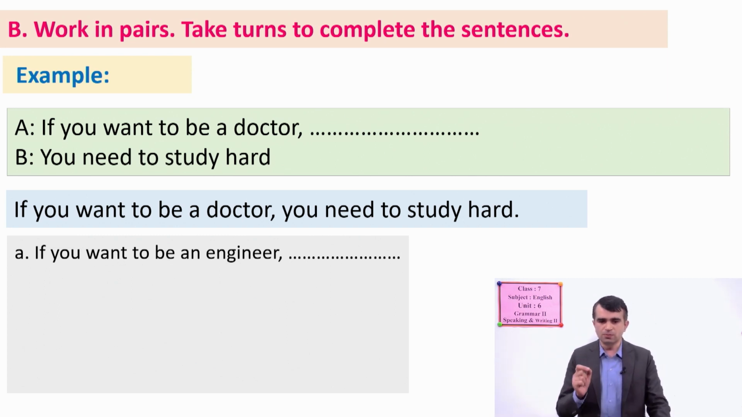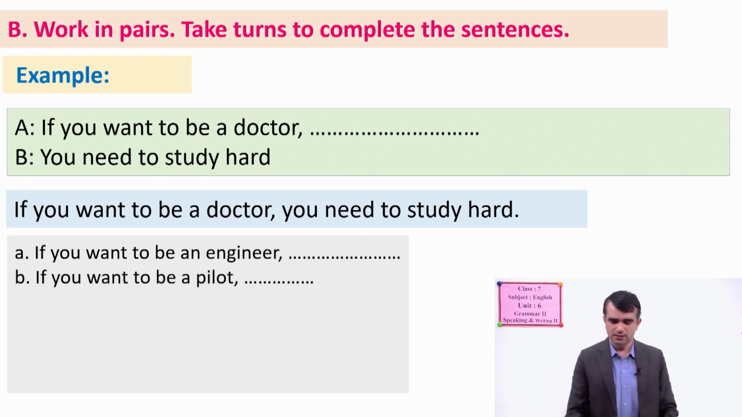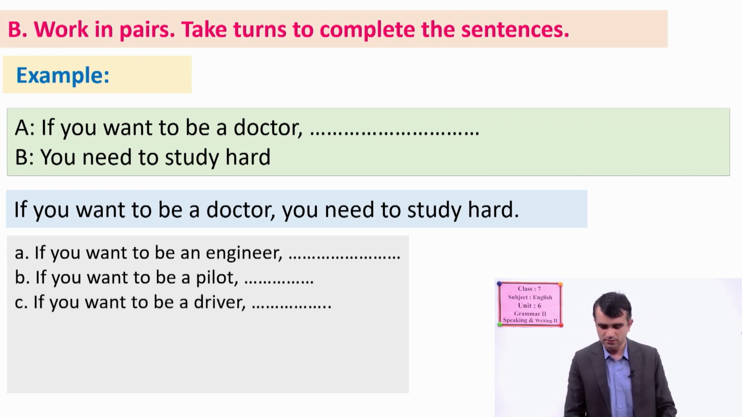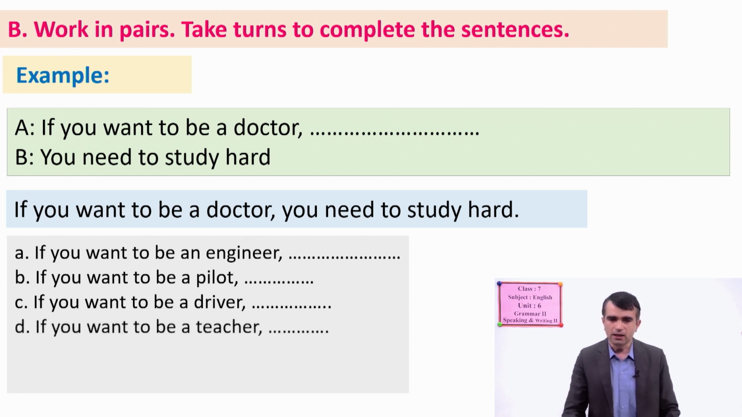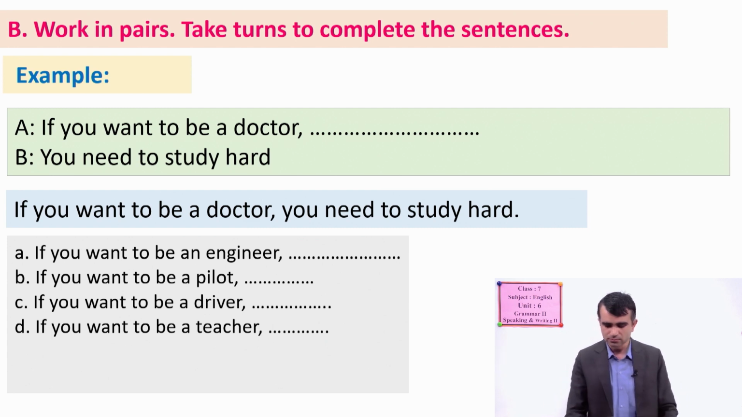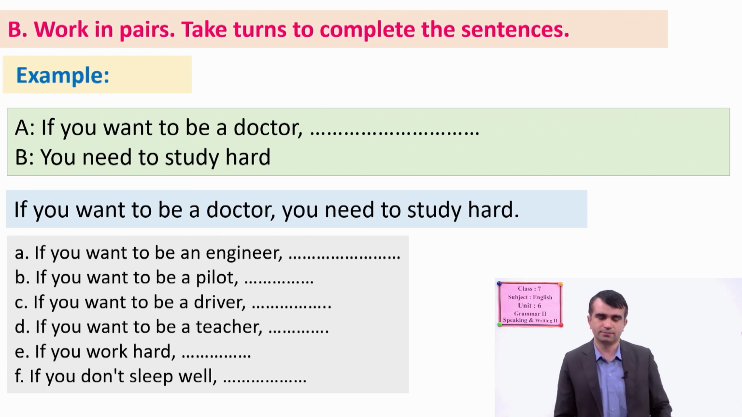If you want to be an engineer, now you should complete. Next one. If you want to be a pilot, continue the sentence. Third one. If you want to be a driver. Similarly, if you want to be a teacher, please keep thinking what you need to do. Next one, number E. If you work hard, and last one, if you don't sleep well.